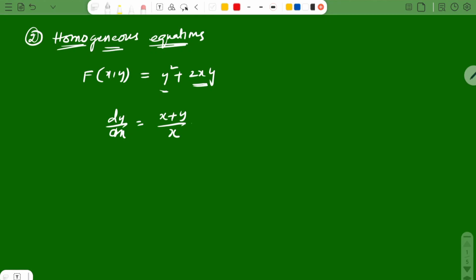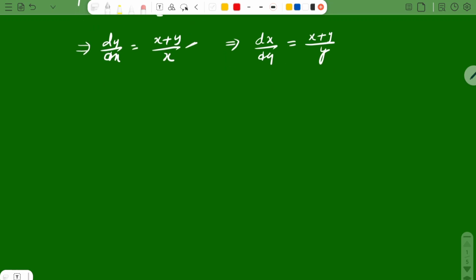Then by observing this, we cannot separate the variables. Either this is in the format dy by dx, or sometimes dx divided by dy, which is equal to, in the same way, (x plus y) divided by y, imagine. So these are the two differential equations which are in the form of homogeneous. How to solve this differential equation?